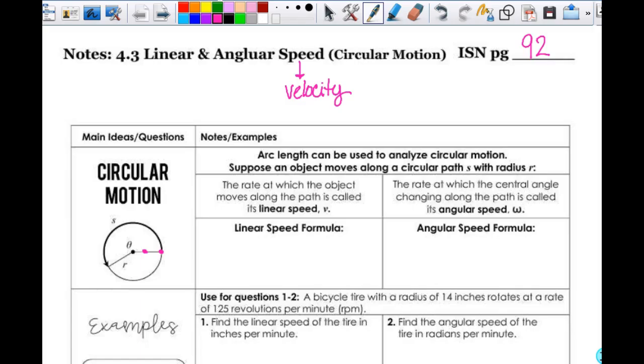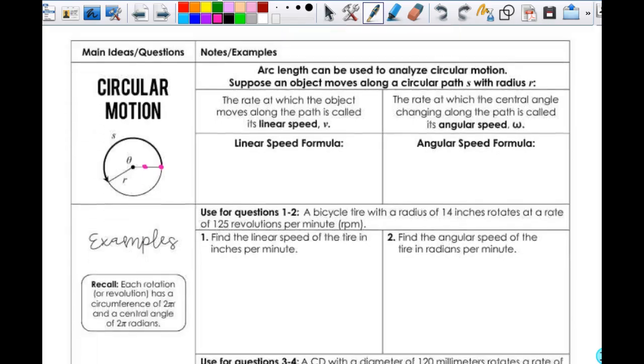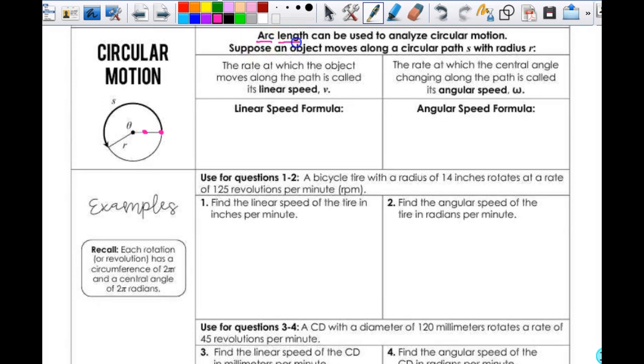All right, so let's get the differences here. It says arc length, which we just finished doing. Arc length can be used to analyze a circular path s with radius r. So it says the rate at which the object moves along the path is called linear speed, or v. Formula: distance over time. That's basically what it is. Our distance in this case is arc length over time.